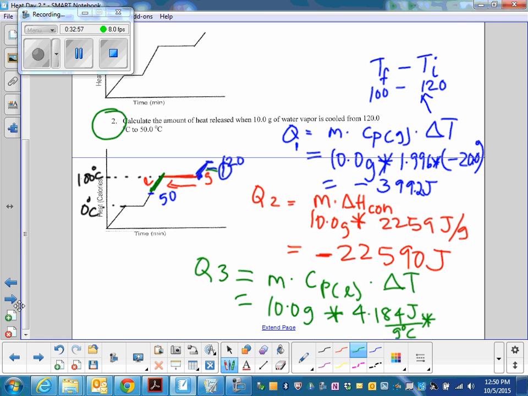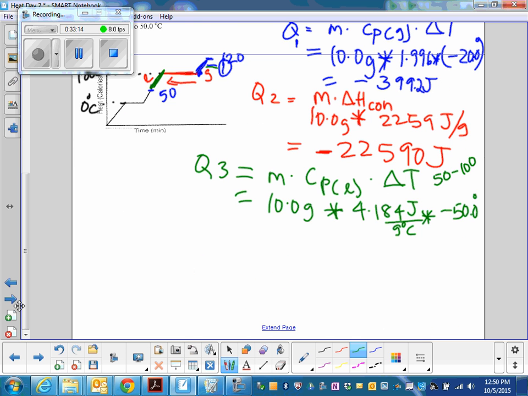What is my T final? 50 degrees. My T final is 50. What was my T initial? 100. So what is the change in temperature? Negative 50 degrees Celsius. Is that right? So if I multiply, what do I get? Negative 2,092 joules.